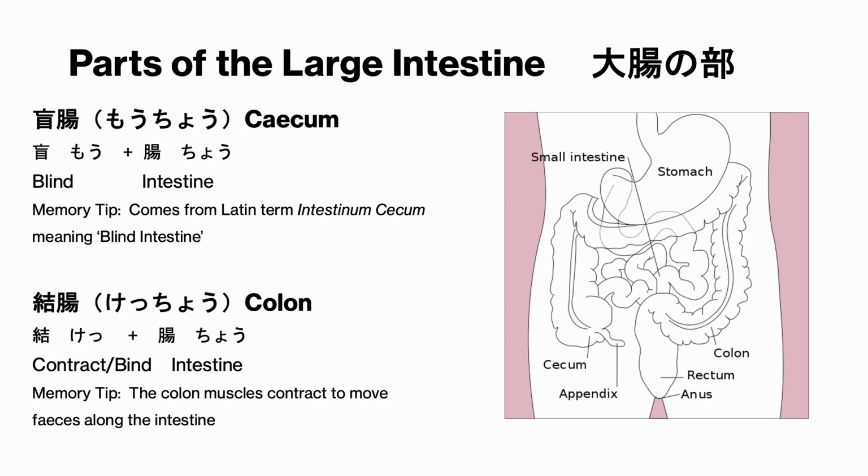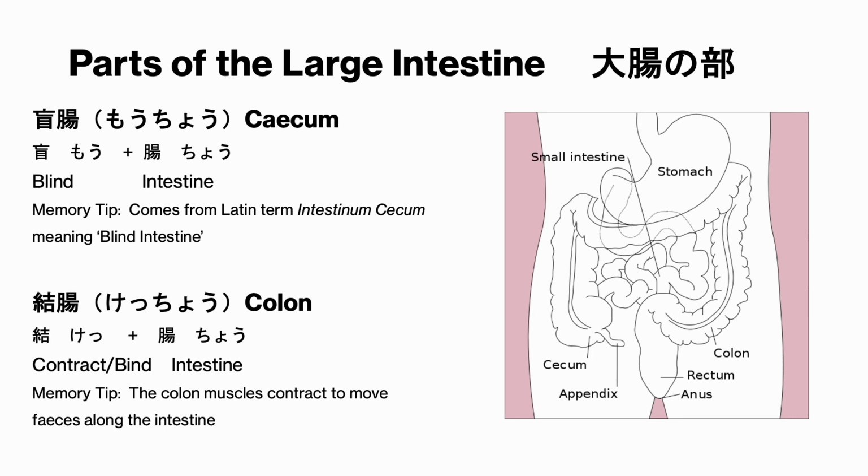So now we have parts of the large intestine, with the large intestine being made up of several parts, with the first being the cecum or mocho. Breaking the kanji down, we have the kanji for blind in mo, and the kanji for intestine cho, making the blind intestine or mocho, which means cecum. And a memory tip, the word cecum comes from the Latin term intestinum cecum, meaning blind intestine.